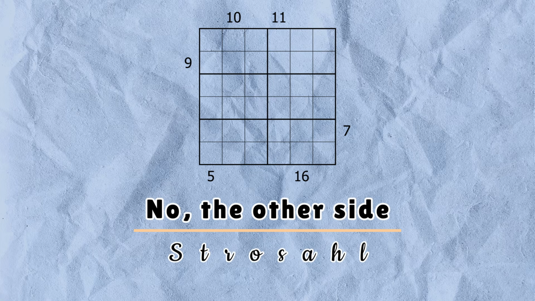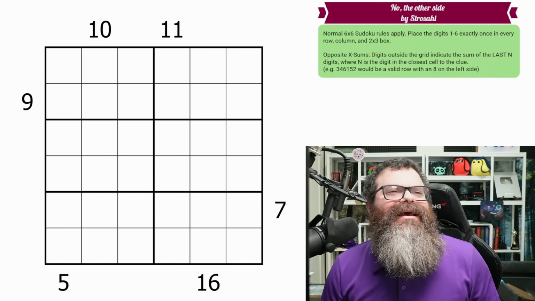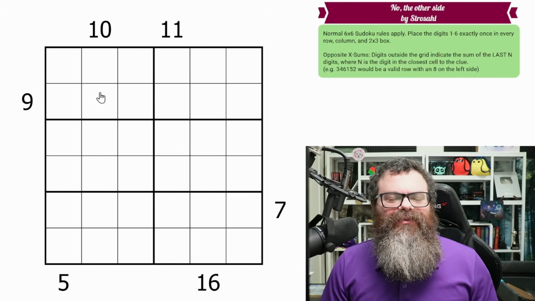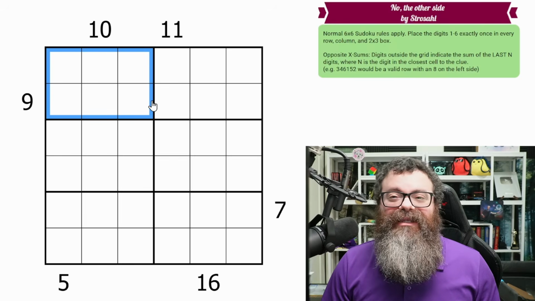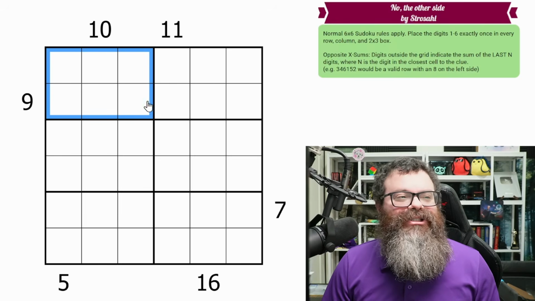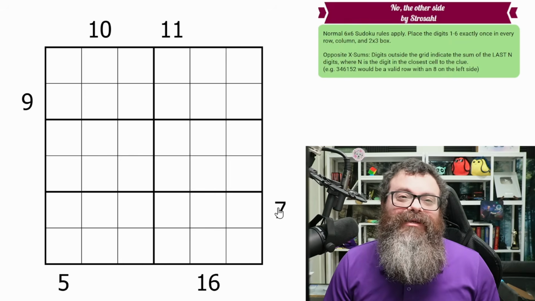Hello, let's continue our Sudoku adventure with "No, the Other Side" by Strosahl, which will hopefully remind us, because this rule is interesting. So we have normal 6x6 Sudoku rules. That means in each row, each column, and each 2x3 box, we are placing the digits 1 to 6 exactly once each. These clues outside the grid are opposite x sums, not our normal x sums.